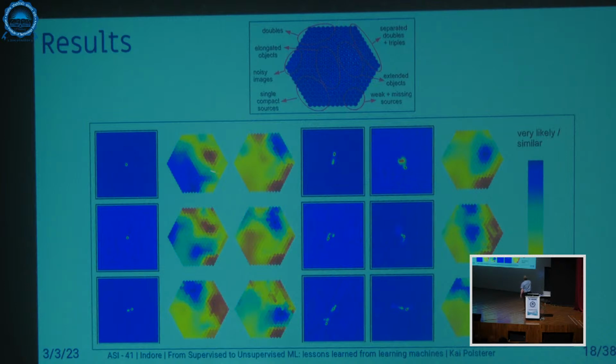Those heat maps now, blue is very similar, red is very unlikely. This one is in the lower left corner, so it's a single compact source. This one here is in the upper middle. Upper middle is a double. This one here is in the lower right, extended objects. Yeah, sort of correct. This one is in the upper left and upper middle, so I would call it a double and extended object.